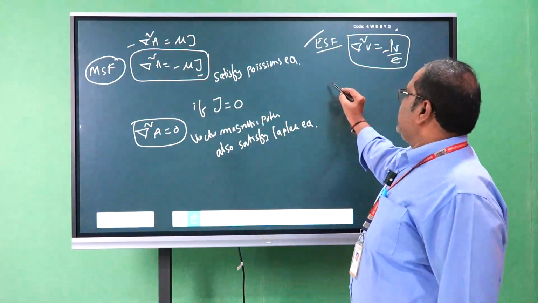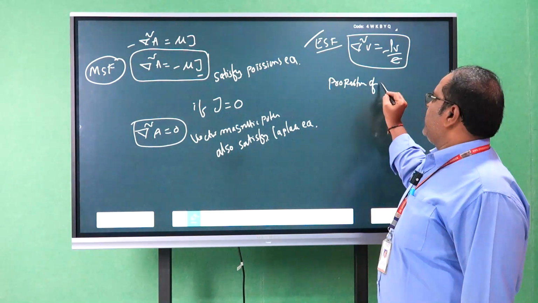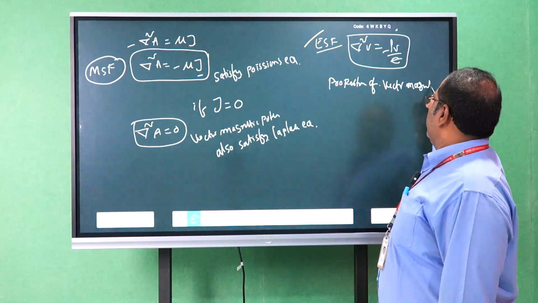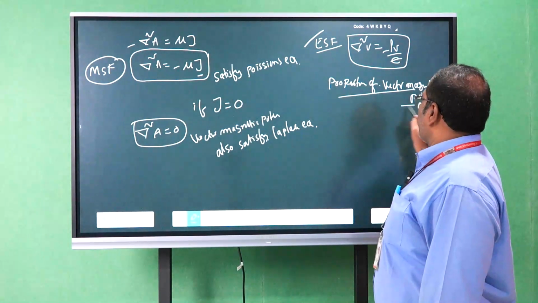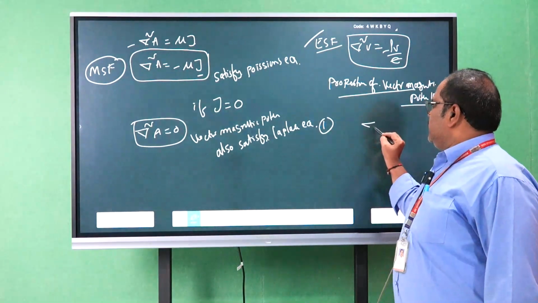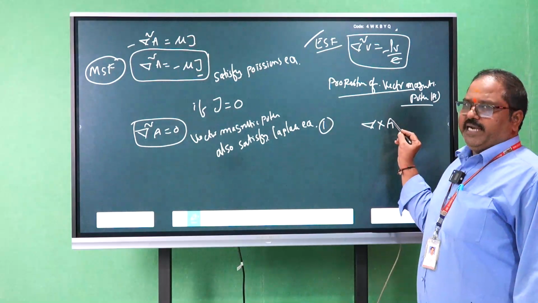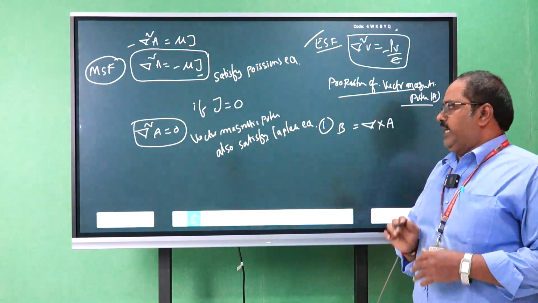First of all, what are the properties or characteristics of vector magnetic potential A? The first property: the curl of vector magnetic potential gives the magnetic flux density. That is the first point.